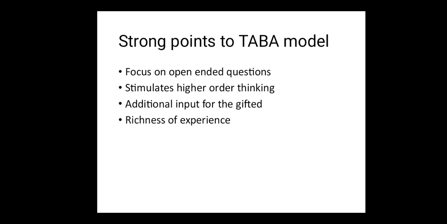The strong points of her model are: the model is focused on open-ended questions. So there is scope for critical thinking, as we discussed earlier. So it stimulates higher order thinking, with additional input for the gifted. That's another advantage, and it is also said as a criticism of Taba's model that there is little scope for normal or slow learners. That's a criticism with respect to that point.